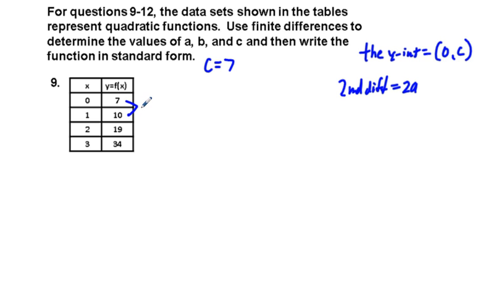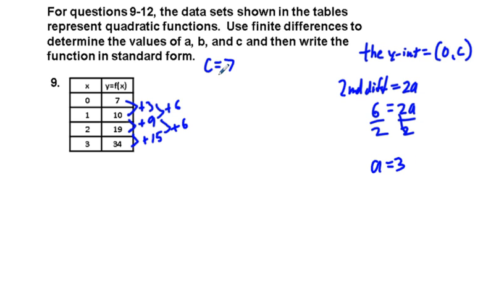So our first differences here are plus 3, plus 9, and 34 minus 15 minus 19 is plus 15. And then our second differences are going to be 9 minus 3 is plus 6, and plus 6. So our second difference is 2a, so we can just say 6 equals 2a. So if we divide by 2, a is equal to 3. So a is equal to 3.